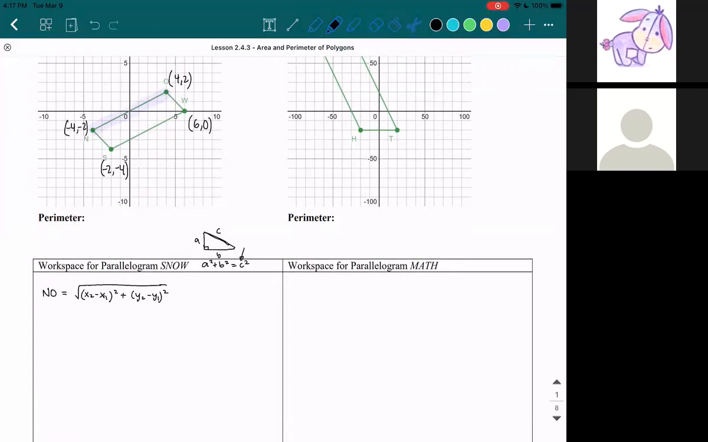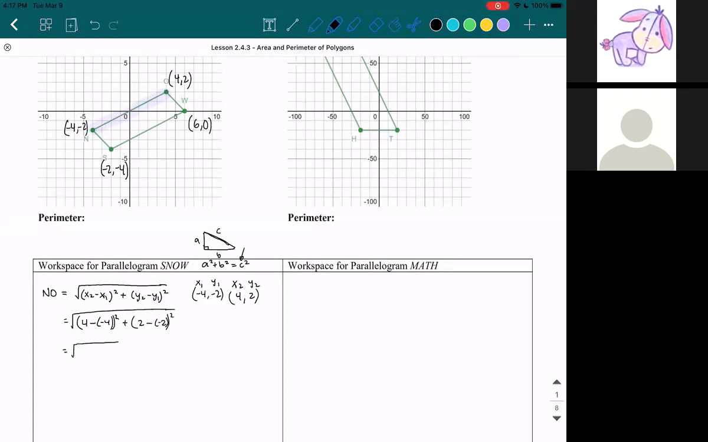Okay, so for NO, let's use the points -4, -2, and 4, 2, because that's N and O. So if we are calculating our x2 minus x1, remember that this is your first point, so that is your x1. This is your second point, so that's your x2. So x2 minus x1 is 4 minus -4. And then the y2 minus y1, remember this is your y1 and your y2. So 2 minus -2.